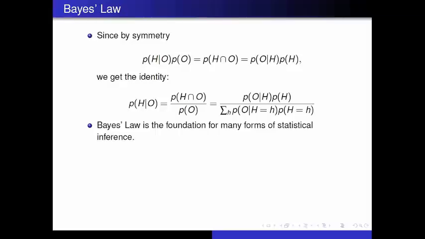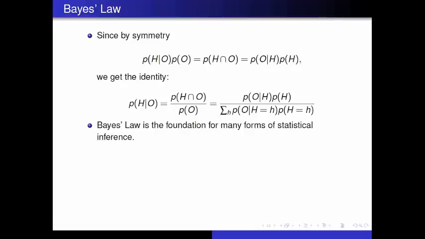Simplest form, just two variables, to a basic identity that you are doubtless already familiar with, referred to as Bayes' law. The basic idea being we have a joint probability. That's a symmetric expression. H and O play an equal or equivalent role in that expression. So we can expand it in either direction, right? So we can write P of H given O times P of O, or we could equivalently write P of O given H times P of H.